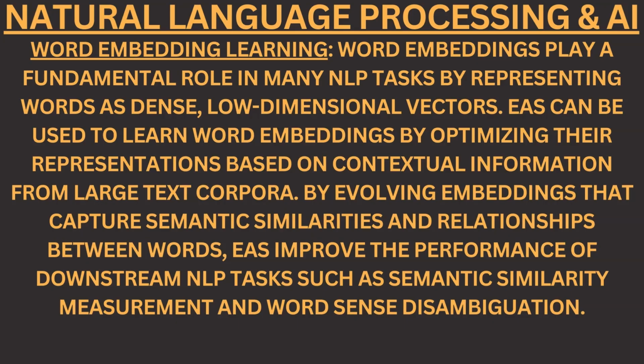Word embedding learning. Word embeddings play a fundamental role in many natural language processing tasks by representing words as dense, low-dimensional vectors. EAs can be used to learn word embeddings by optimizing their representations based on contextual information from large text corpora. By evolving embeddings that capture semantic similarities and relationships between words, EAs improve the performance of downstream natural language processing tasks such as semantic similarity measurement and word sense disambiguation.